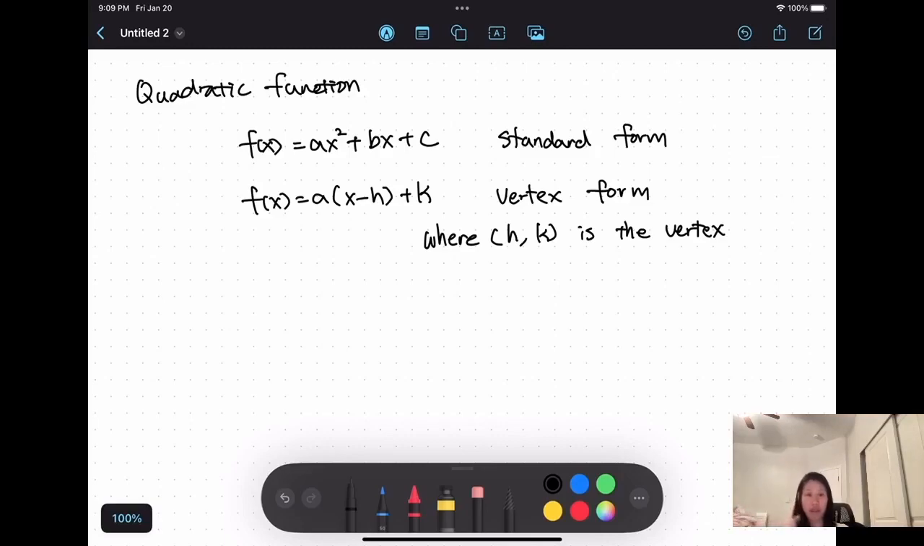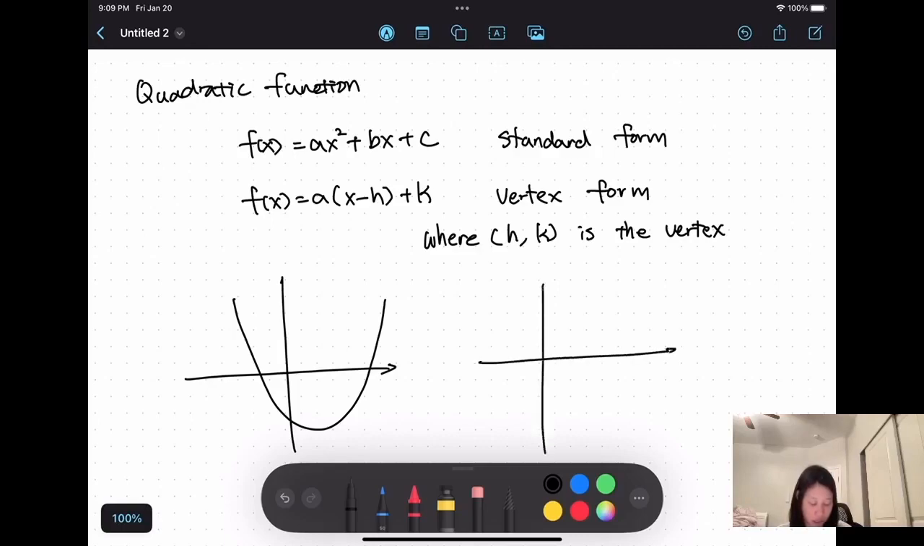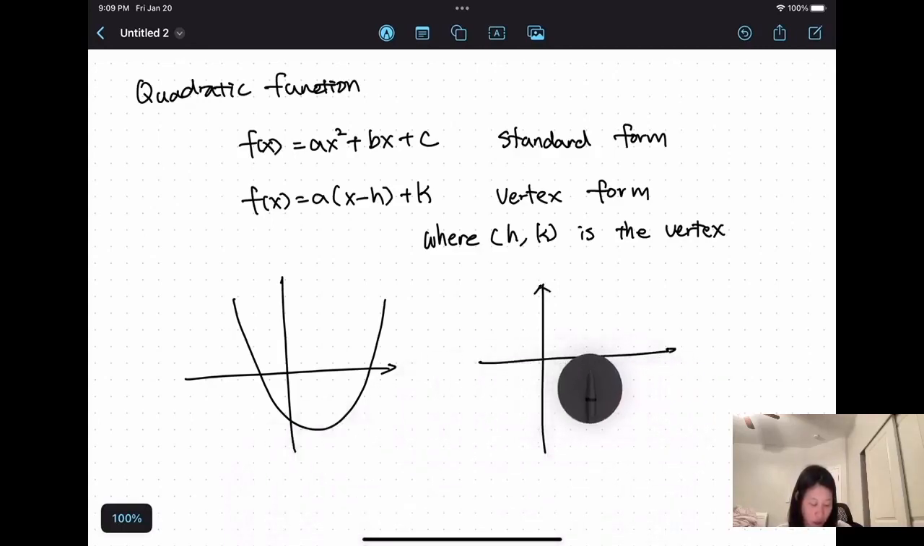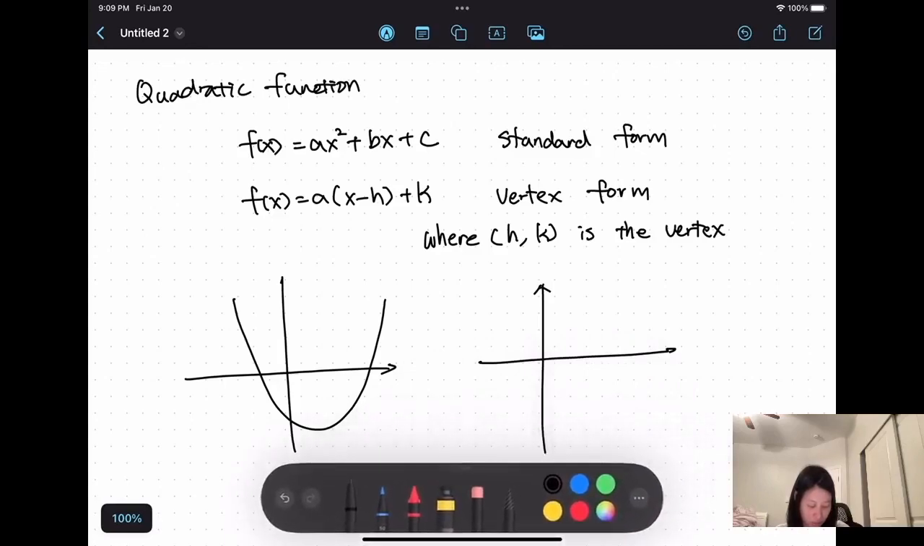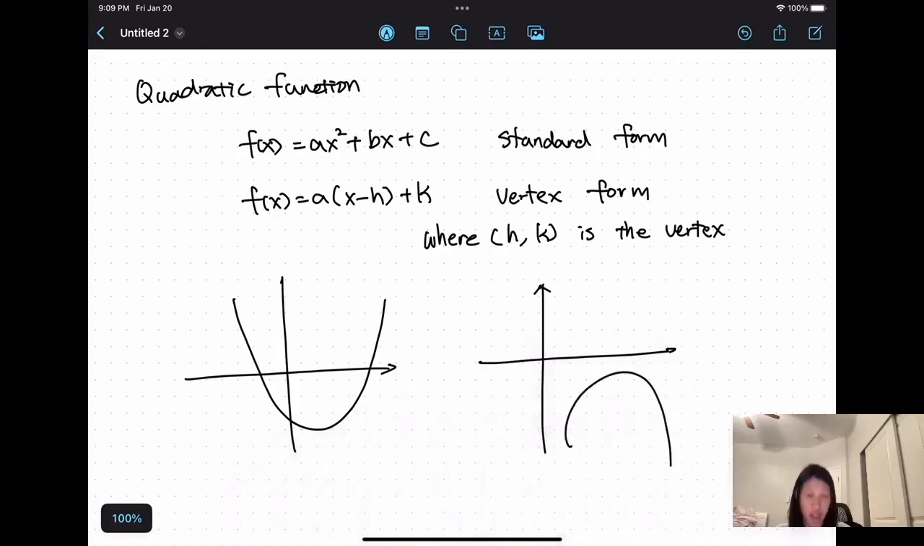So what does the graph of a quadratic function look like? It's going to look like a parabola, which is this one. Sometimes it opens up, sometimes it opens down. On the top, this is the vertex.